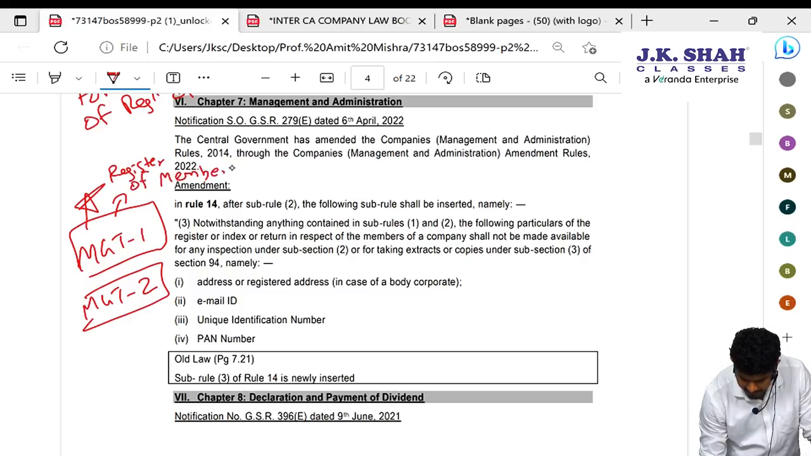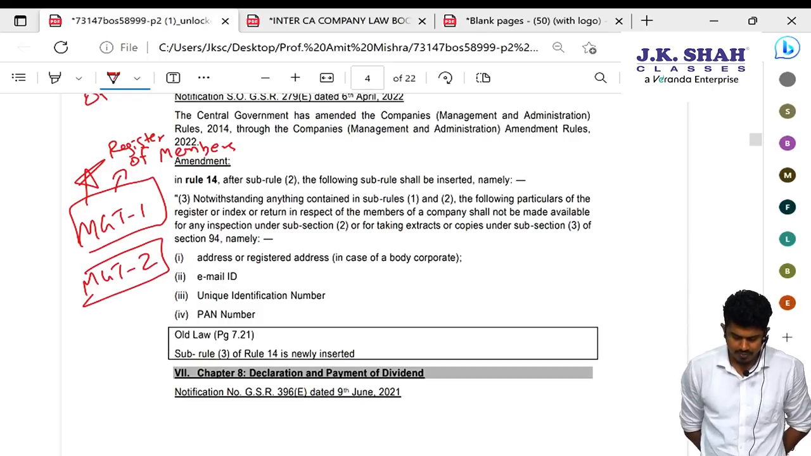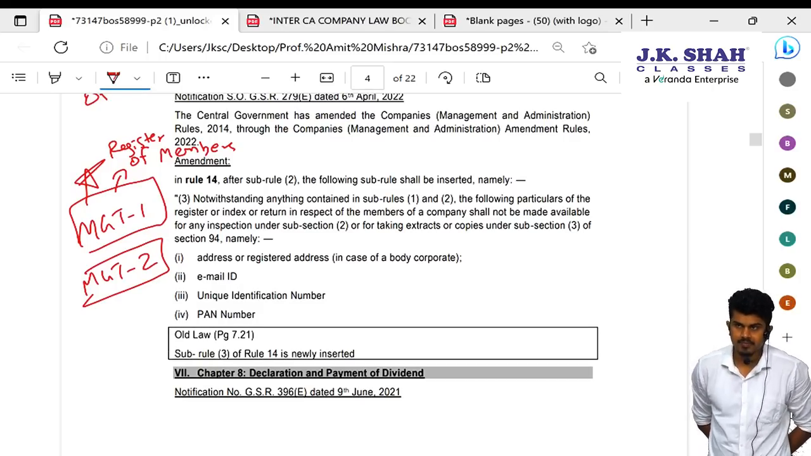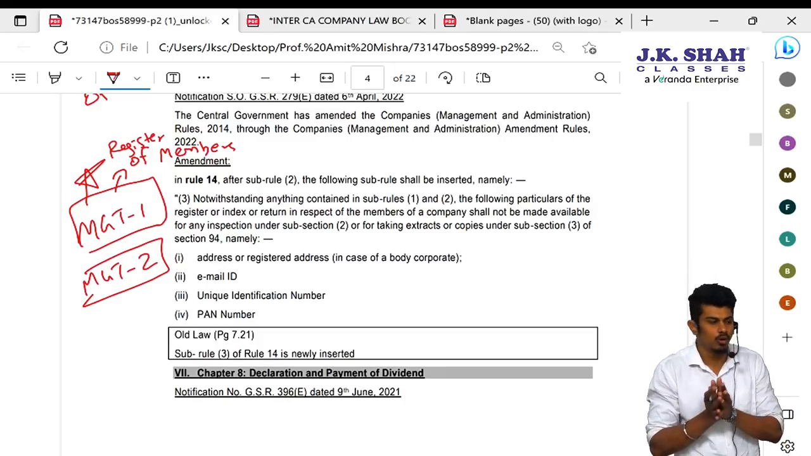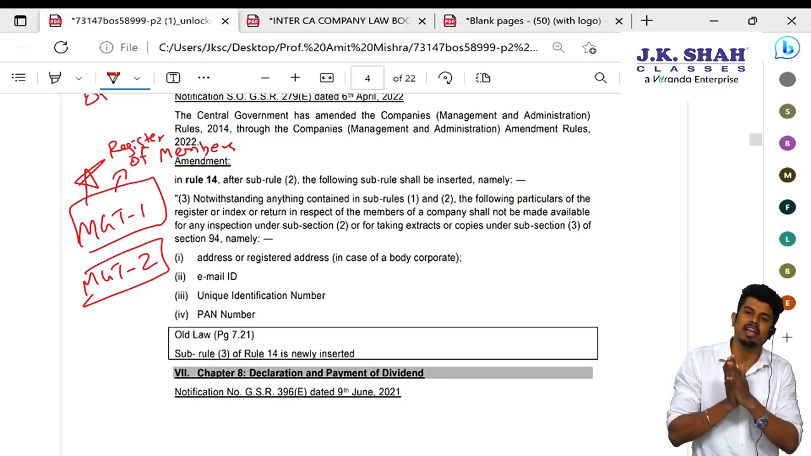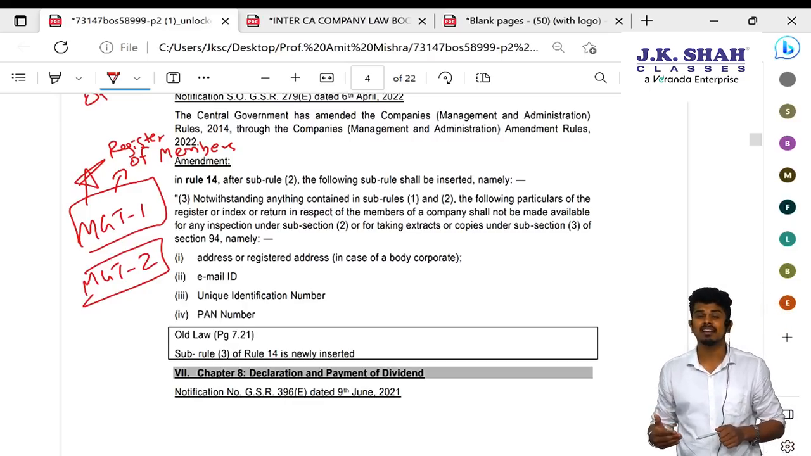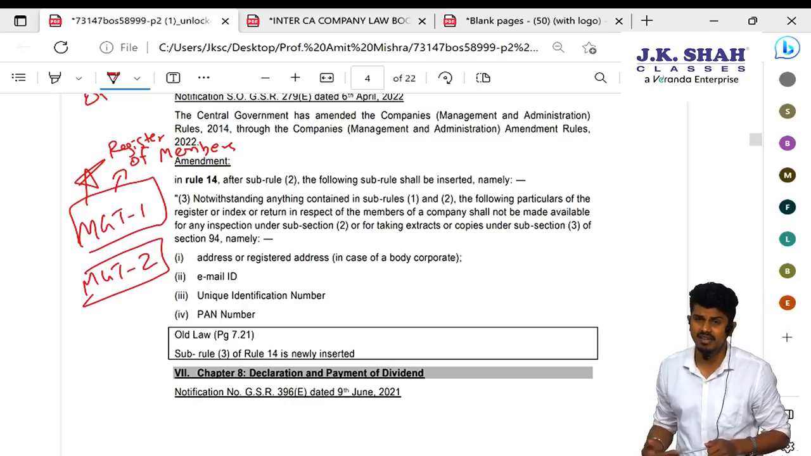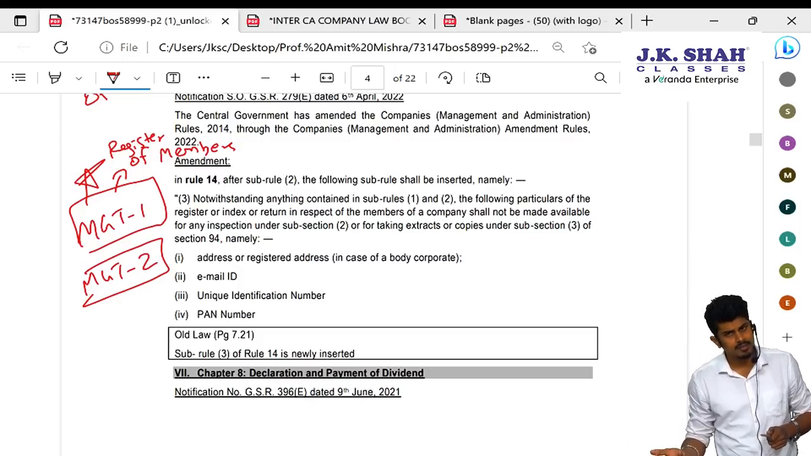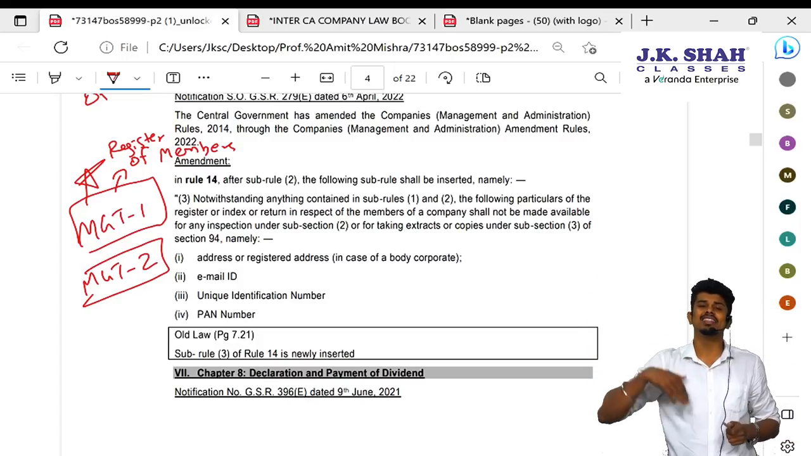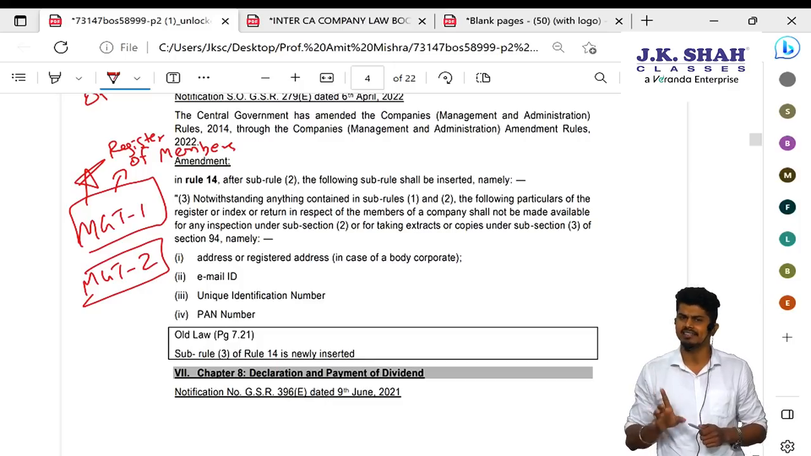Now, regarding register of members, I repeat once again: regarding register of members, a yes or no? Any person can inspect it, whether that person is a member of the company or an outsider. See, if I want to inspect the register of members of Reliance Industries Limited, I will go to the company, make a payment of fees, and ask them to please show me their register of members. So they will have to show it. It is given in the Companies Act itself.